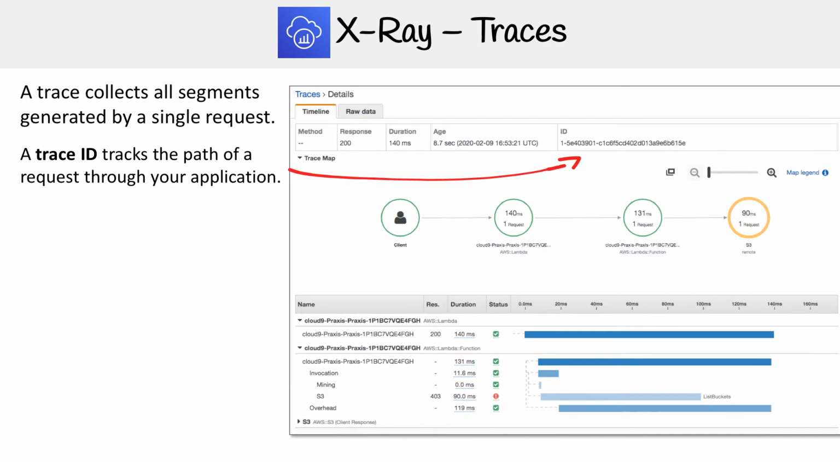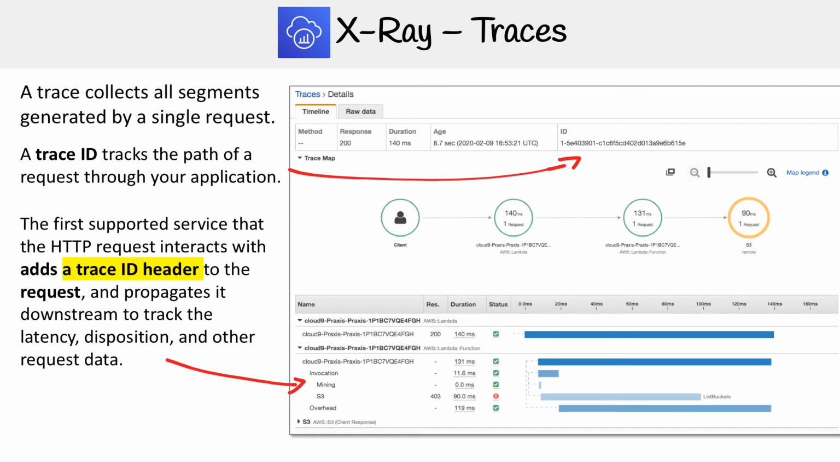So that's why we have a trace ID. And the idea is when that trace ID is generated from the first service that it interacts with, it's going to generate that ID, and that's going to get passed along through all this stuff. And that's what helps build out this graph down below that tells us all that information.